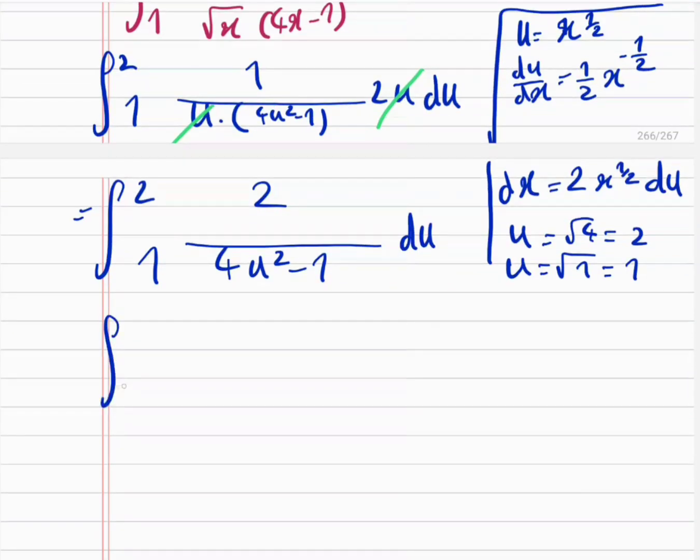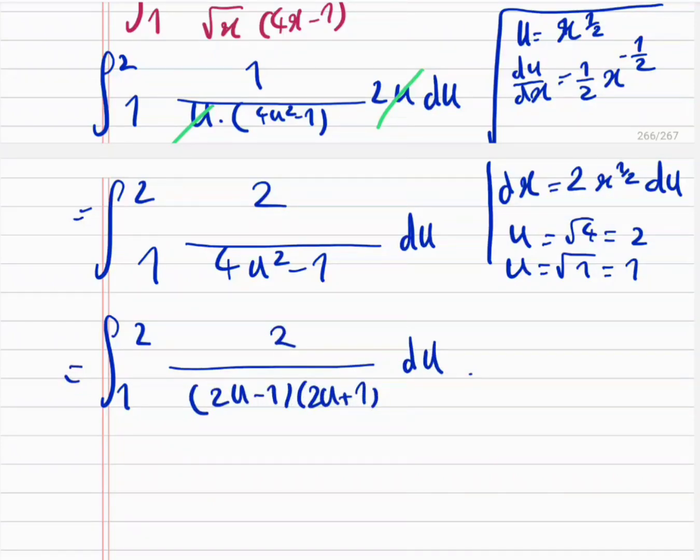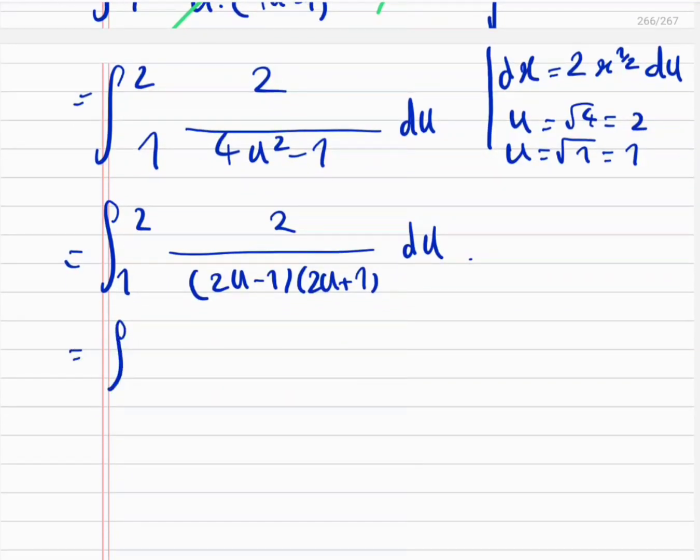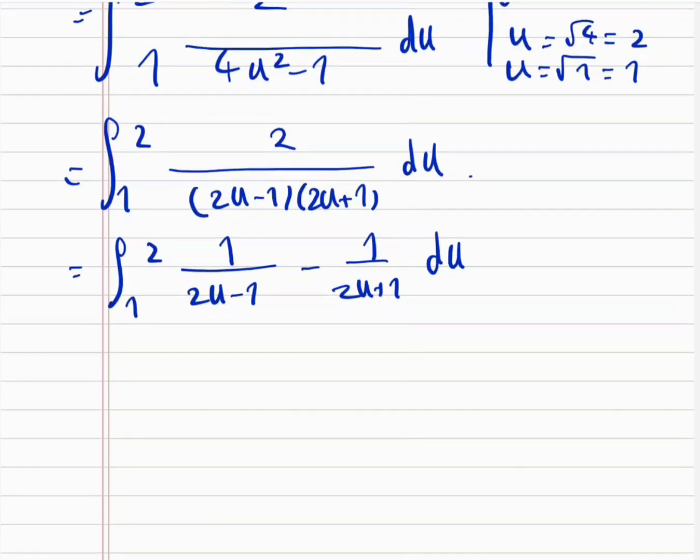Now we can factorize the denominator, which is 2u minus 1 times 2u plus 1 du, and this is the type of integration where we should use partial fractions. Essentially, by using that we'll get 1 over 2u minus 1 minus 1 over 2u plus 1 du. Now that we have this, we can simply use natural log to integrate each of these.